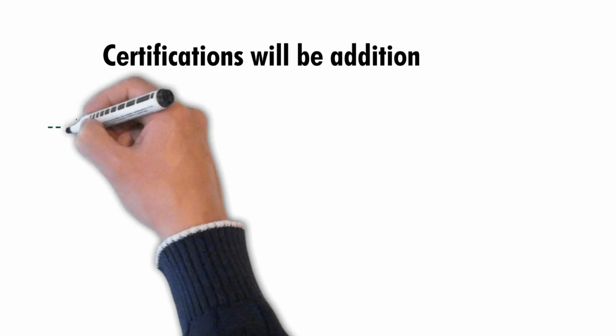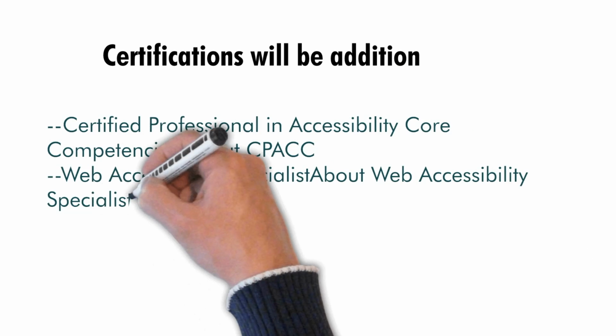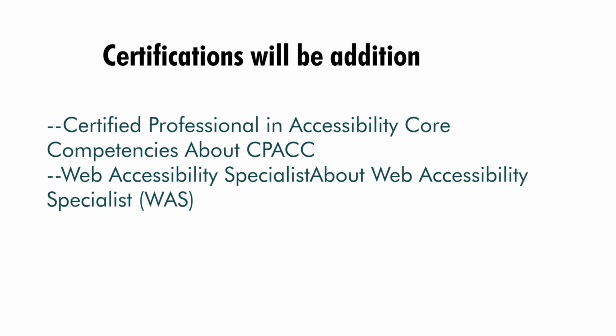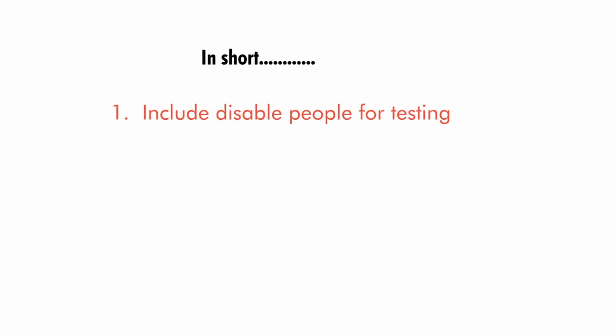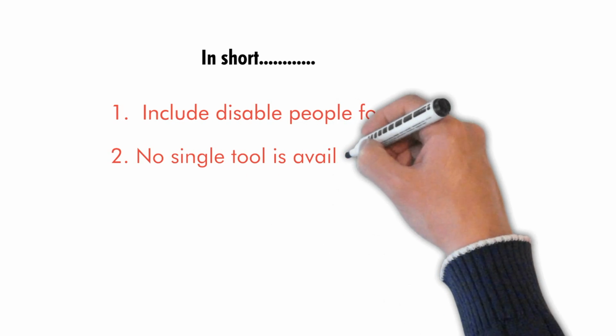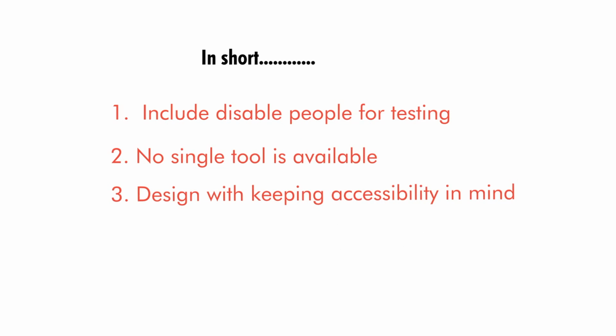There are a few certifications which can be added to your profile if you want to become an accessibility tester. Apart from these certifications, IBM certification is also there which you can take if you want to be a successful accessibility tester. But the fact is, there is no better feedback than users' feedback. So, you need to include disabled people for testing your application. Then, your accessibility testing will become much better and easier. There is no single tool which covers all accessibility testing, and you need to include multiple tools for it.